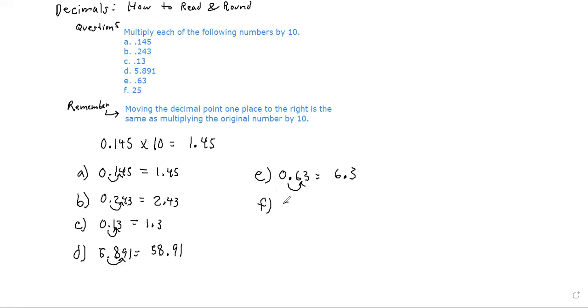They give us 25. Now, there's no decimal place shown in 25, but by default, the decimal place is always to the right of the last digit, the rightmost digit. So the last digit on 25 is 5, and there's a default decimal there. So we're going to just move that default decimal place one place to the right, right here, and we're going to put a 0 in that place. So we're going to get 250. Okay, and that's it.